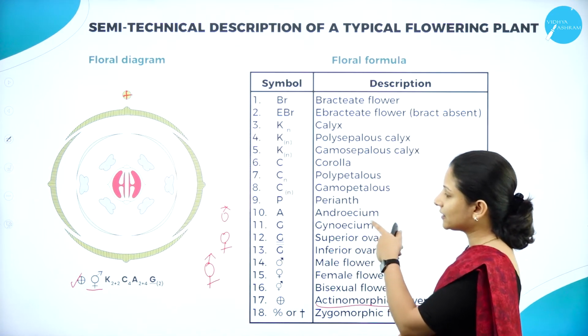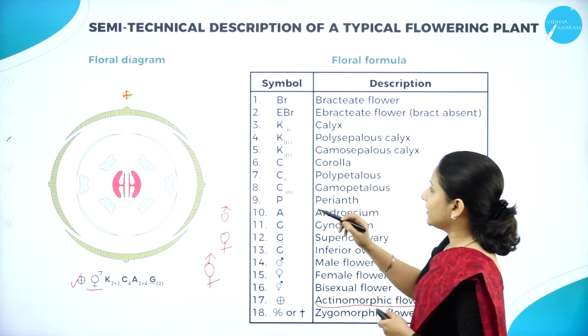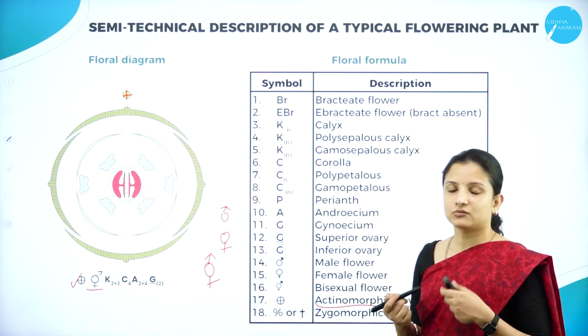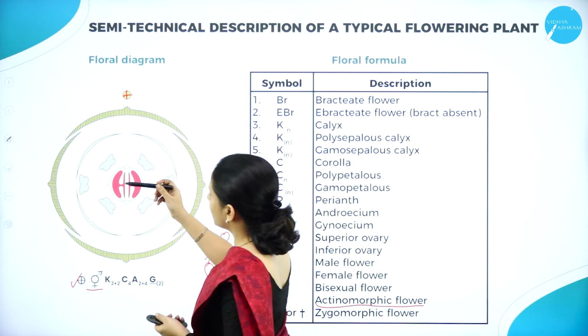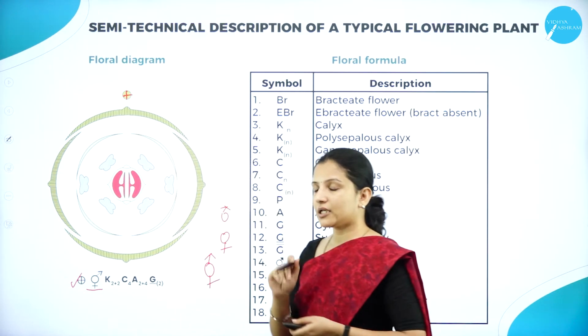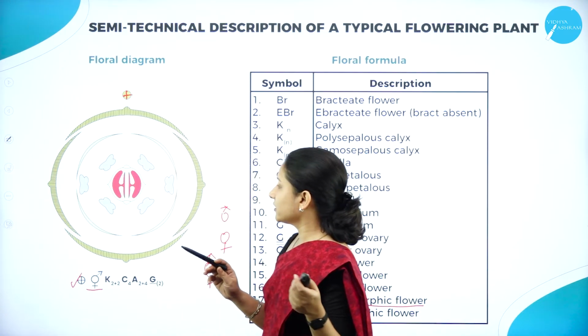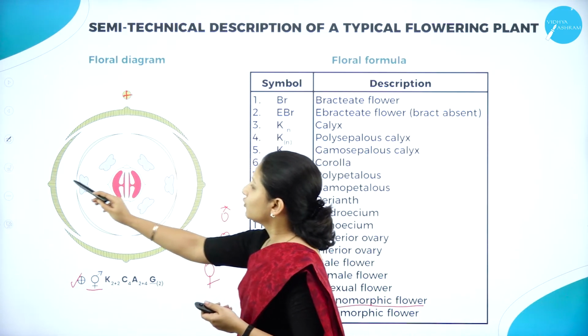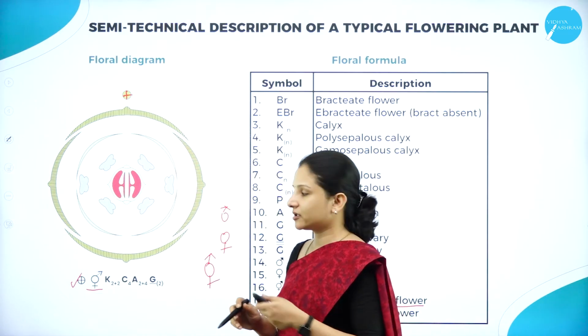Next, they have written K2 plus 2. So what is K here? K means calyx, and the number is the number of calyx. What is calyx? The sepals, right? So how many sepals are there here? There are 1, 2, 3, 4 sepals. But now you can ask me, ma'am, they could have written it as 4, right? But they have written it as 2 plus 2 because 2 is inside and the other 2 is outside. That is why they have written it as 2 plus 2.